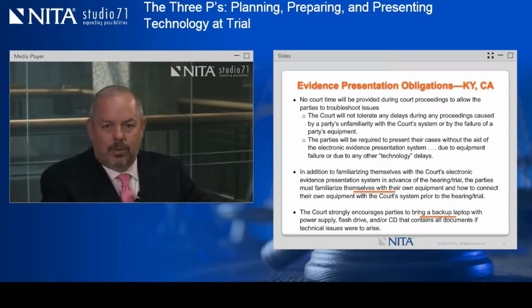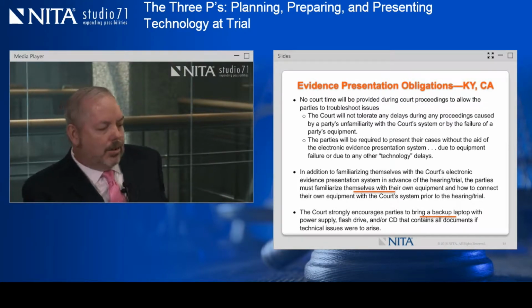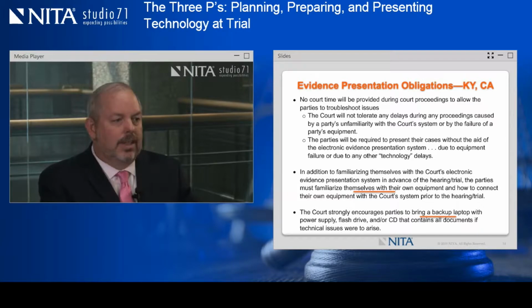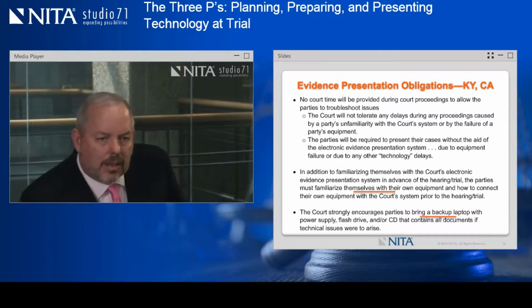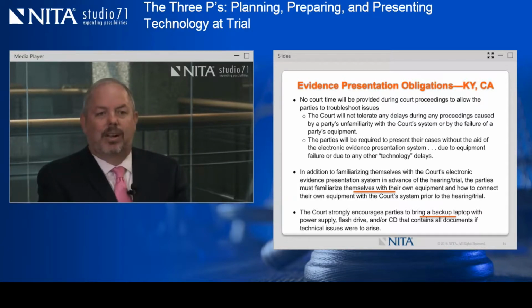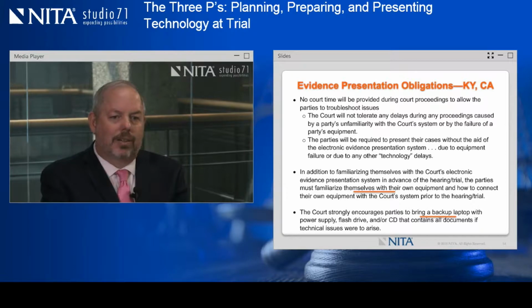Now, some of these rules illustrate how bad technology in the courtroom has become. These are from Kentucky and California, but I've seen variations nationwide. In the second bullet point from the bottom, it states, in addition to familiarizing themselves with the court's electronic evidence presentation system in advance of the hearing or trial, the parties must familiarize themselves with their own equipment and how to connect their own equipment with the court system prior to the hearing.